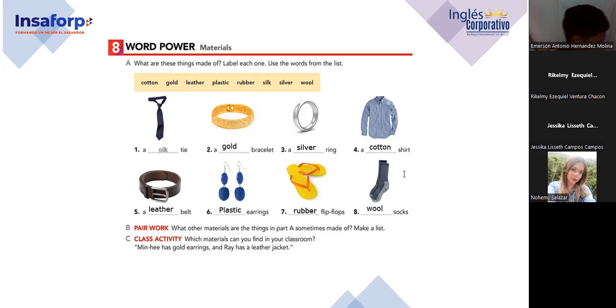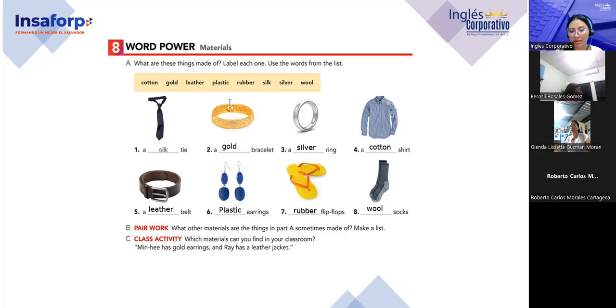Ya saben los materiales, los reto a que me den más ejemplos. Number one, silk. What are some other products made of silk? ¿Cuáles son otros productos hechos de, made of, y les digo el material, ¿sí? Vamos, denme ejemplos del uno. What are some other products made of silk?